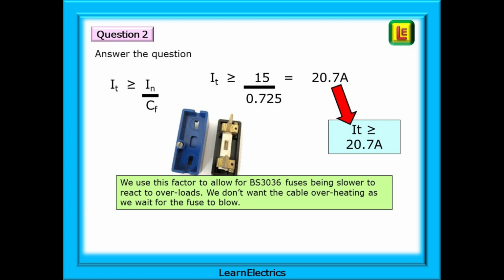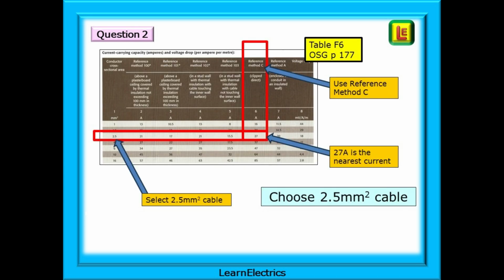Let's answer the question. We have IN, which is 15 amps, and we have a derating factor for CF of 0.725. Divide one by the other, and we have an IT figure of 20.7 amps. The cable that we select must be capable of carrying at least 20.7 amps in normal conditions. Referring to table F6 on page 177 for twin and earth cable, we can look down the reference method C column where we find that 27 amps is the current carrying capacity, and moving to the left, this shows that we should choose 2.5mm cable.